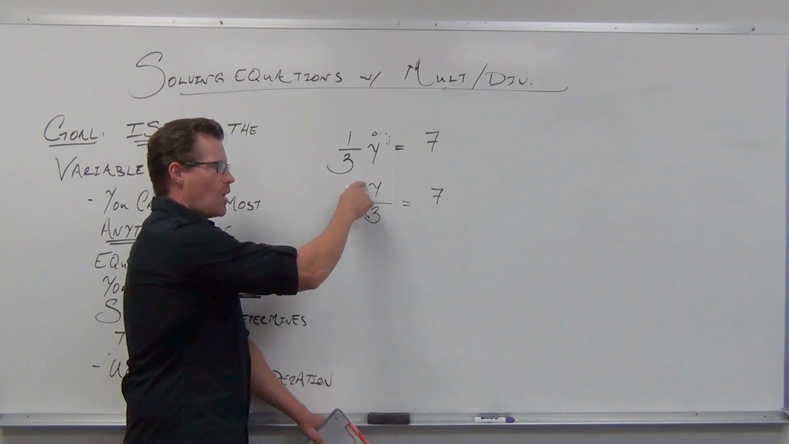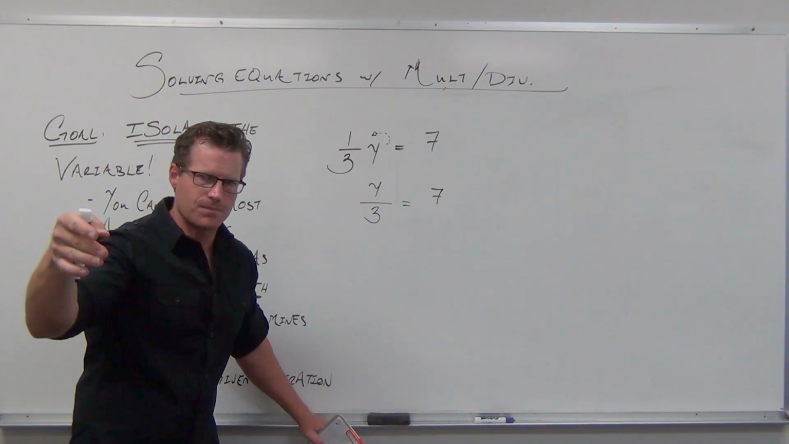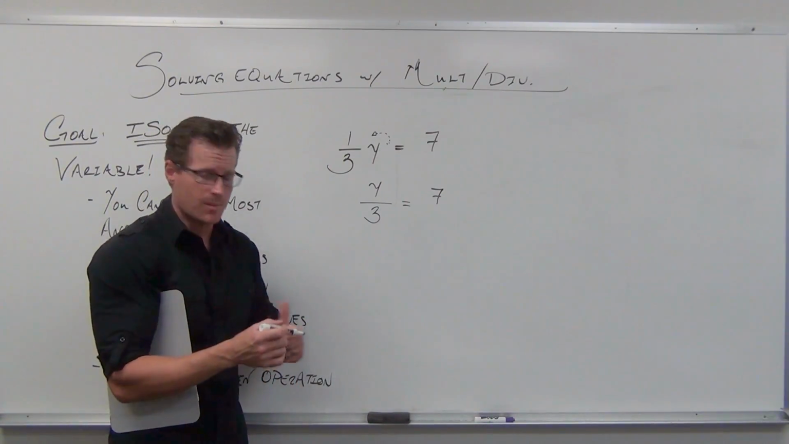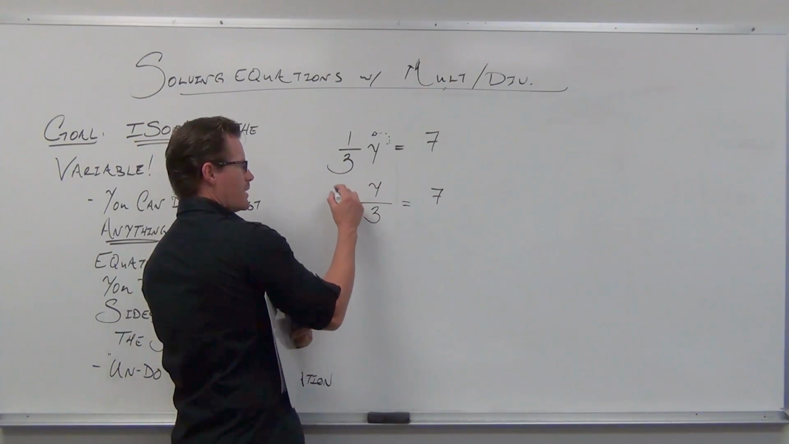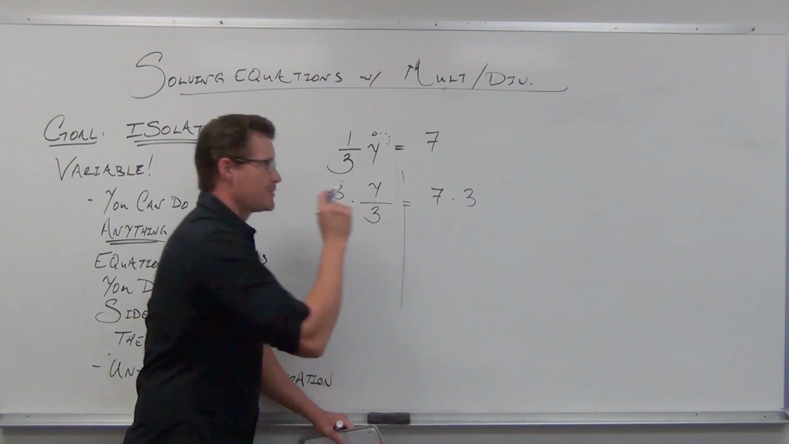What is the opposite of y divided by 3? How would you get rid of this idea of divide by 3? Well, the opposite, or the inverse, of that would be, makes sense, multiply by 3. Let's see why that works. So if we multiply both sides by 3, remember, what you do to one side, you have to do to the other side.